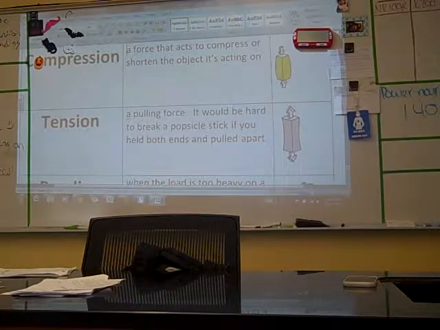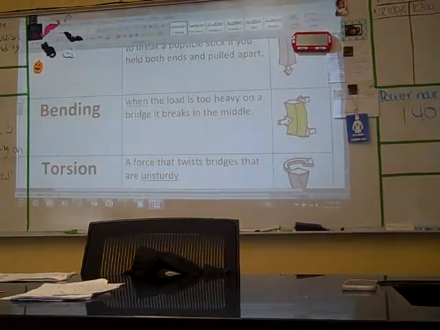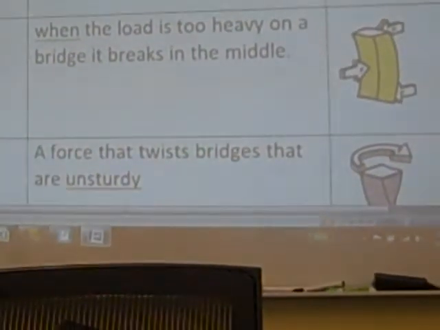Going down to bending. Go ahead. Read it, please. Bridget, go ahead. Nice. When the load is too heavy on a bridge, it breaks in the middle. Yep.